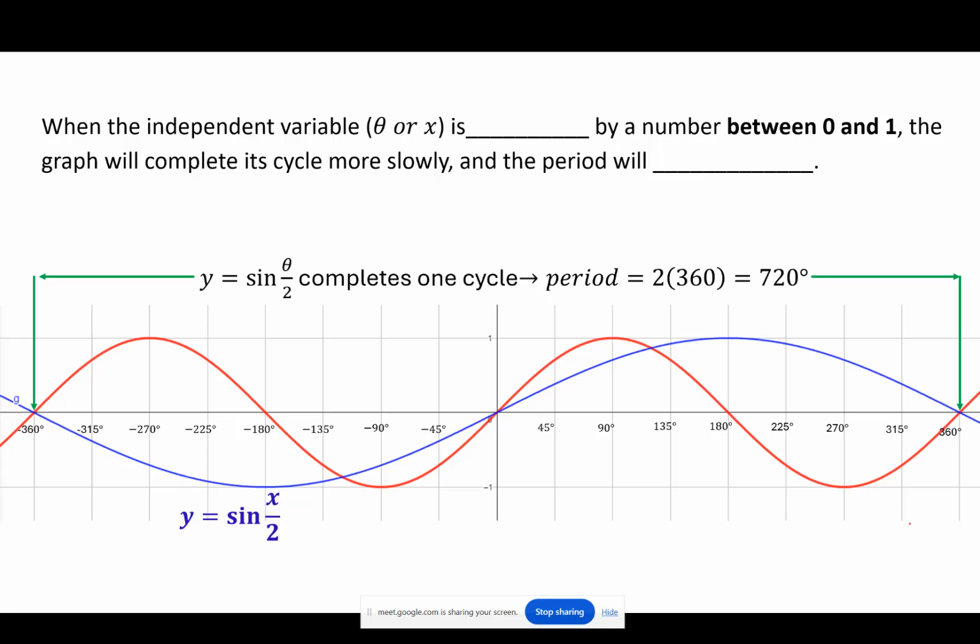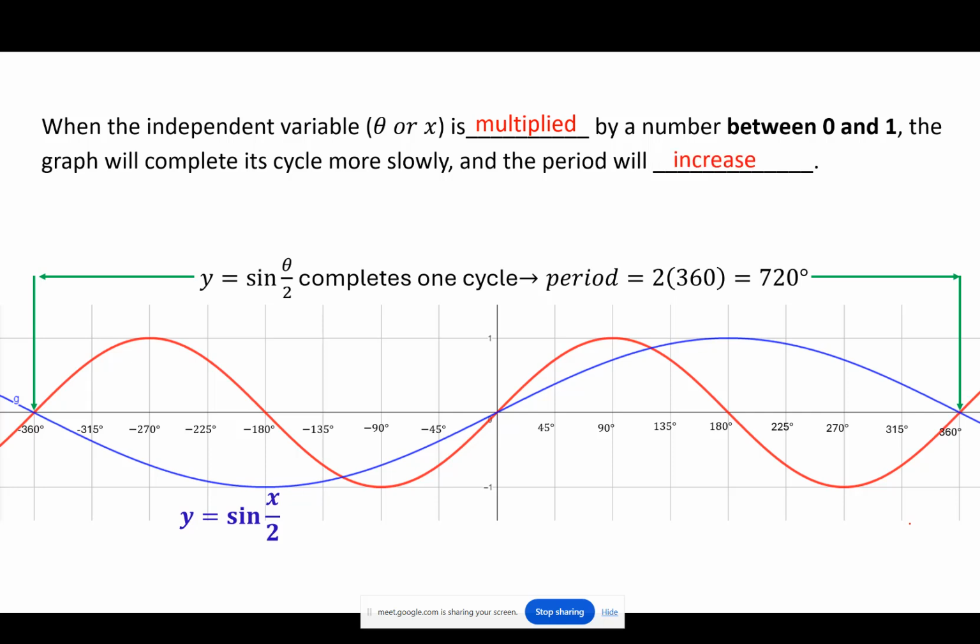Okay? When the independent variable, that's theta or x, is multiplied by a number between 0 and 1, like 1/2 or 2/3, something like that, then the graph will complete its cycle more slowly and the period will increase.